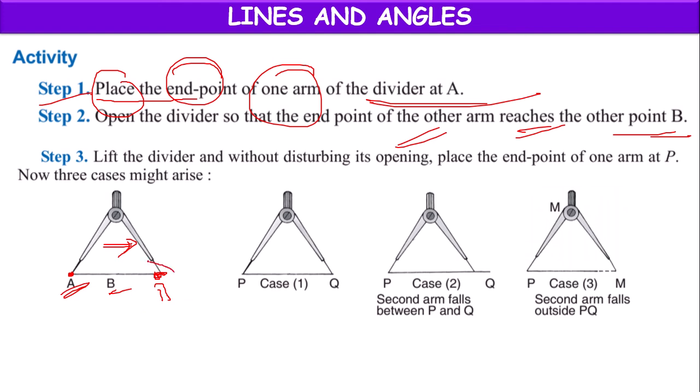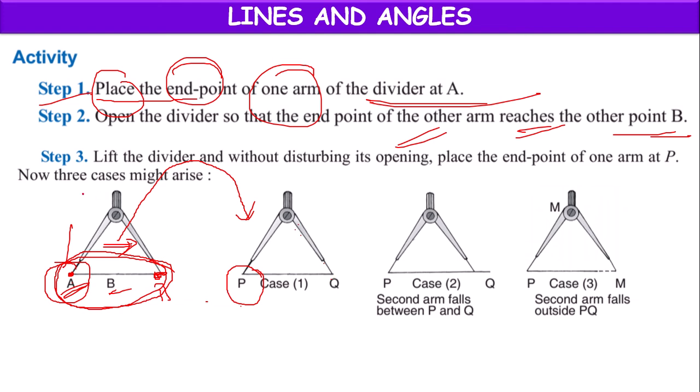Now, without disturbing its length or its opening, what do we have to do? We have to lift the divider. Here, the opening point is at A. Now we have to keep the opening point at P. So now, where will the other point exactly point out?